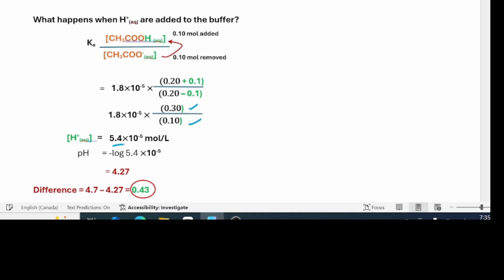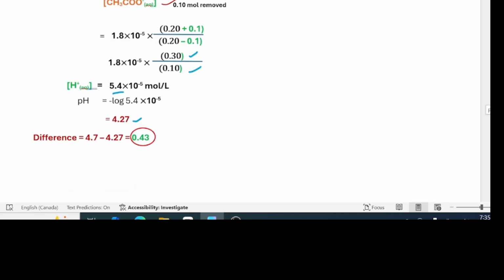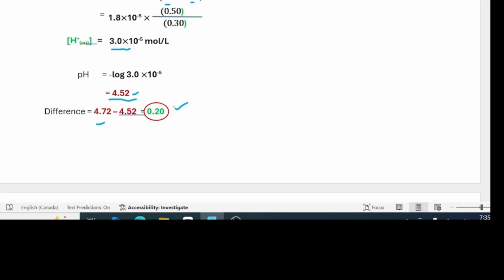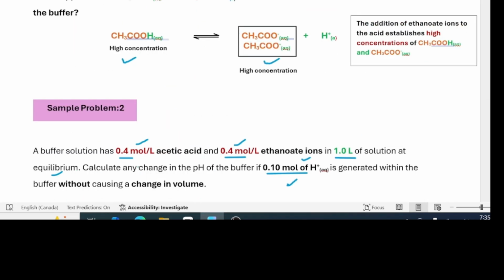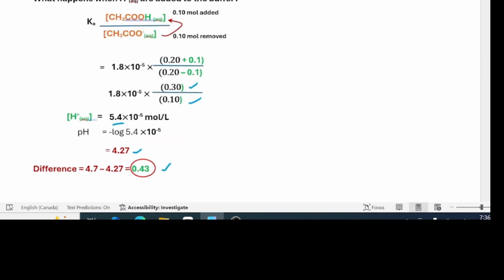When you do a negative log of that, we end up with a new pH of 4.27. You can now see that there is a bigger difference in the pH here, which is equal to 0.43 compared with this one here, 0.2, when you use twice the concentration. Here we use 0.4 moles of each, and we got that change in pH. Here we are using half that concentration, and you can see that the pH changes twice as much. So there's something called buffer capacity.